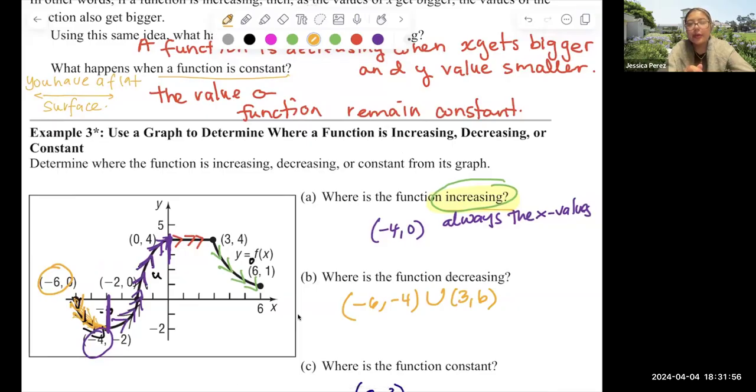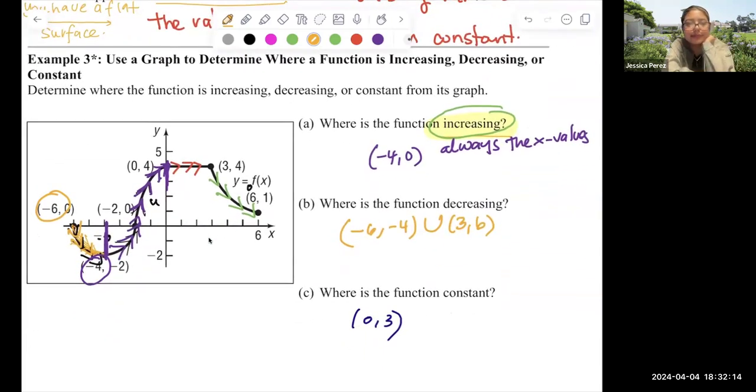Now, the last one is, where is it constant? From where to where? From which x values? And it's the red one. It's constant. See how nothing is changing? These arrows are being constant from 0 to 3. So from here to here, my graph is constant. From my x being 0 to my x being 3. So just by visualizing: down, up, and then constant, and then down, and then up.